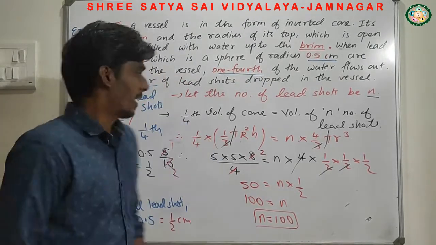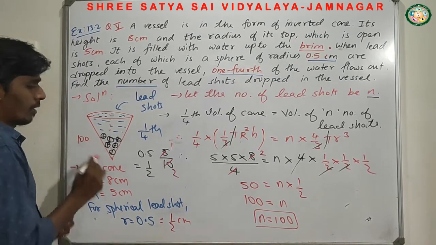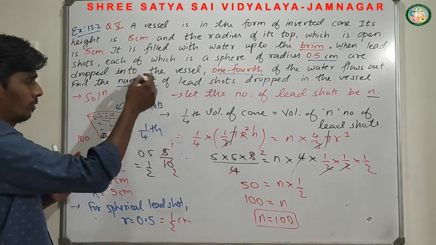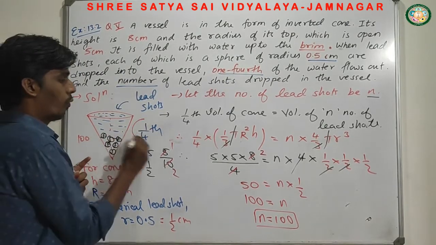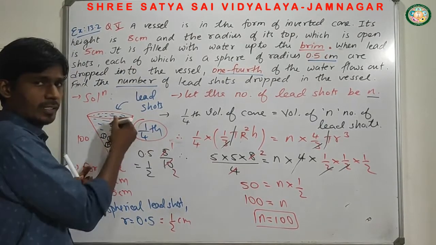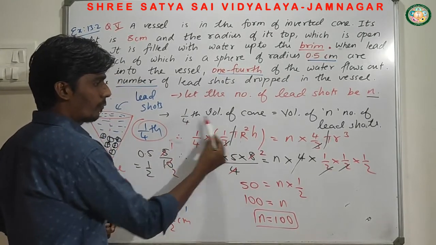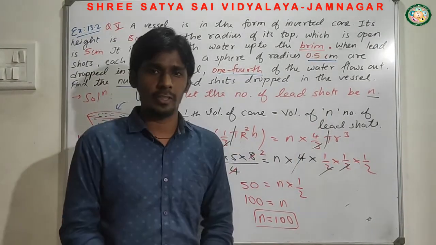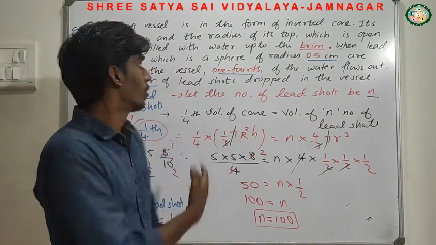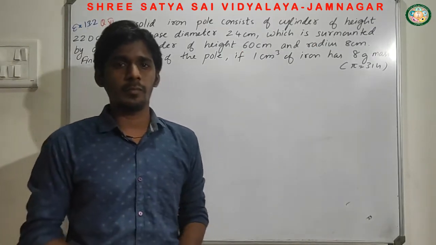What does it mean? If I drop 100 lead shots inside a cone, then 1/4 of the water will come outside the cone. So we had written 1/4 volume of cone equals volume of n lead shots. This is the way we can do question number 2. Let's start with the next sum.